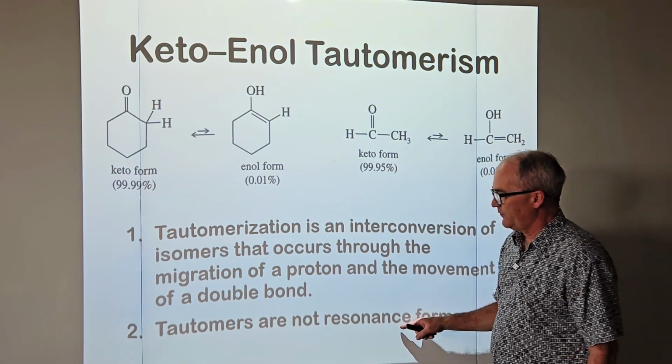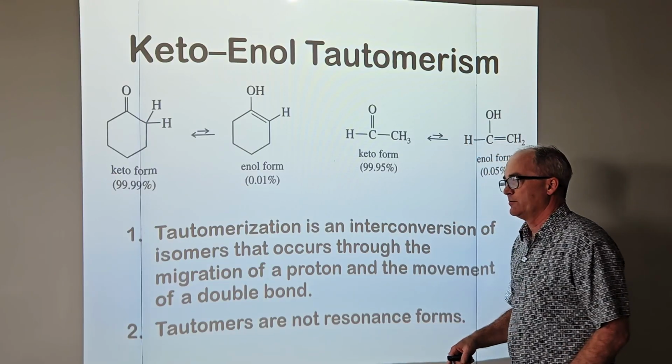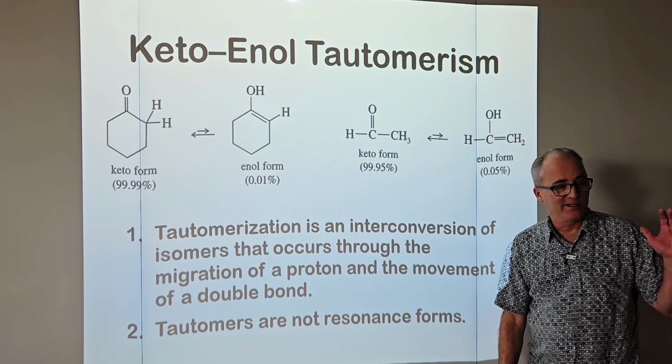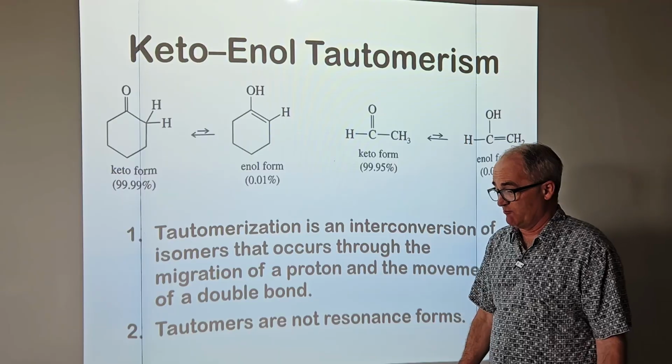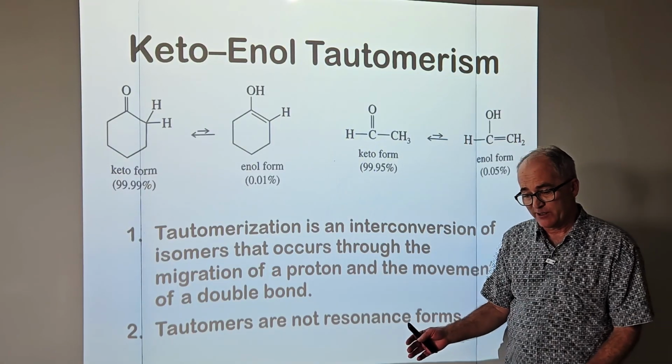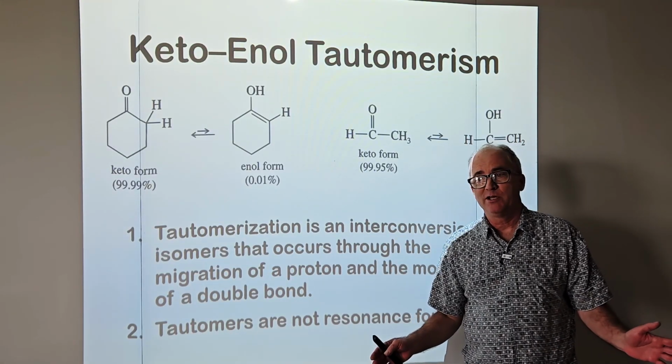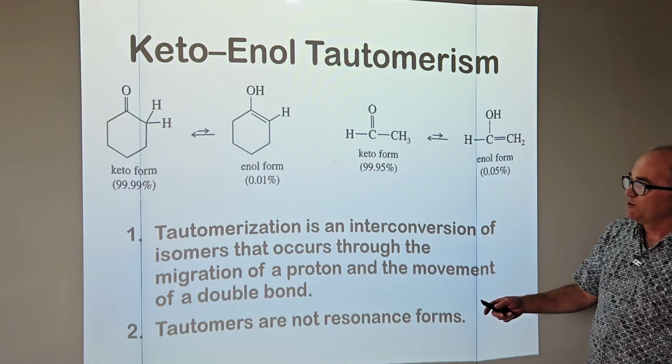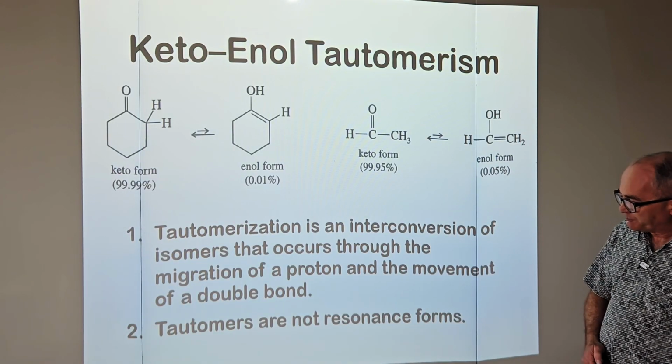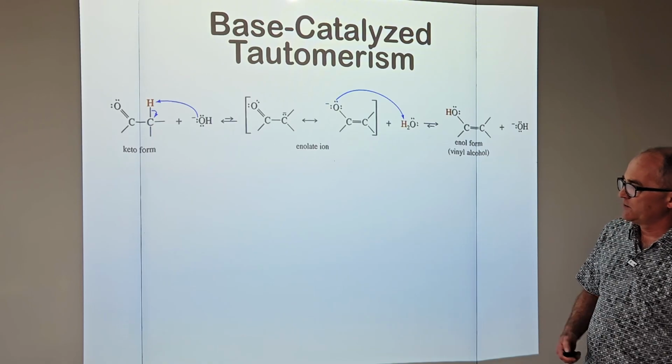And also don't confuse these with resonance forms. And of course you'll say, well, yeah, I know the definition of resonance forms. One resonance form differs from another by only the movement of electrons. Electrons have moved, but here we have an atom that's moved. So tautomers are not resonance forms.